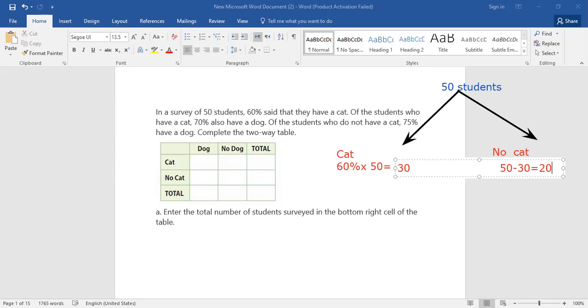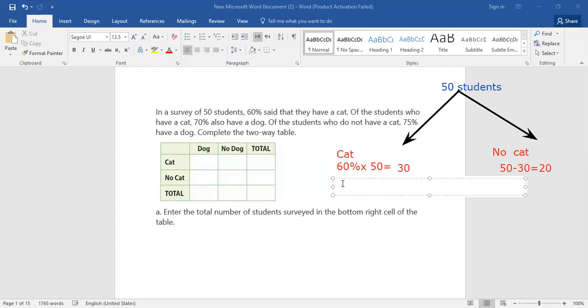Yes. And then he said, of the students who have a cat, how many? 30. Okay. Then we started with the students who have a cat. How many in total? We said now the total number who have a cat was 30, and those who don't have a cat is 20. We will go back now to continue.